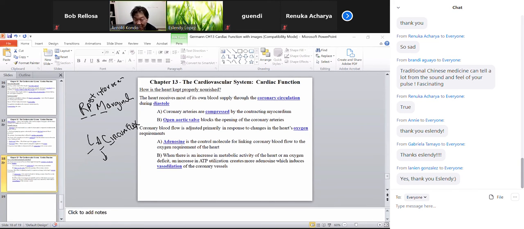But anyway, the neatest thing about this is that the coronary blood vessels basically open when the heart is in diastole. Systole means contraction, diastole means relaxation. And of course, as soon as the heart relaxes, it allows the arteries to basically open up and supply blood to the heart.